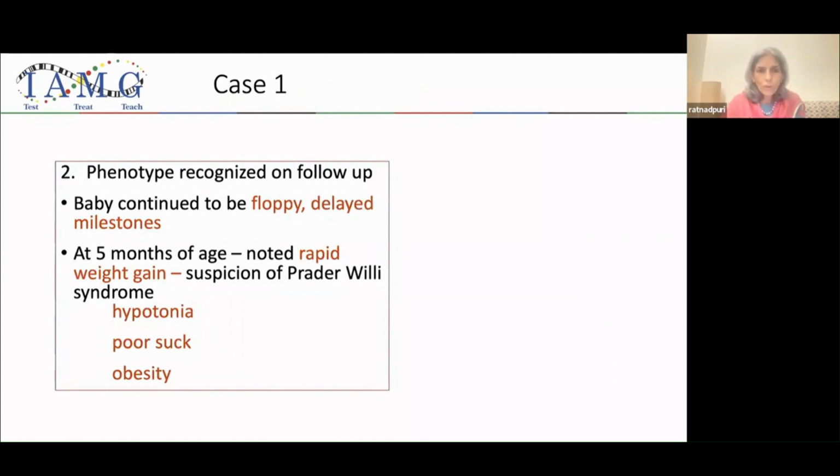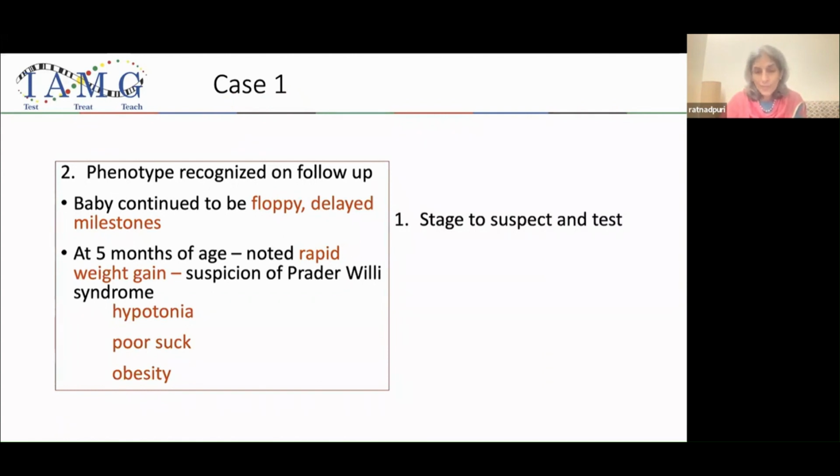Now, as this child was followed up, the baby continued to be floppy. He had developed delayed milestones, and at 5 months of age, there was rapid weight gain, and the feeding was not good. There was poor feeding, and a suspicion of Prader-Willi syndrome was then entertained.